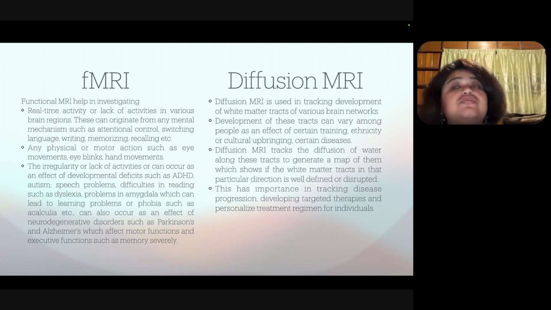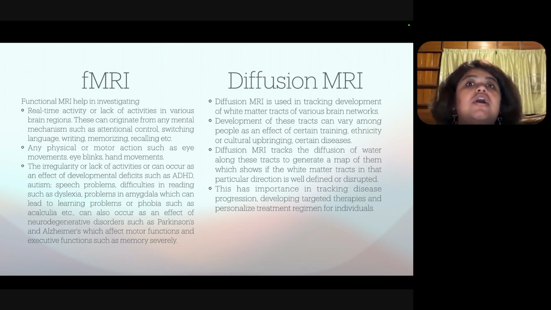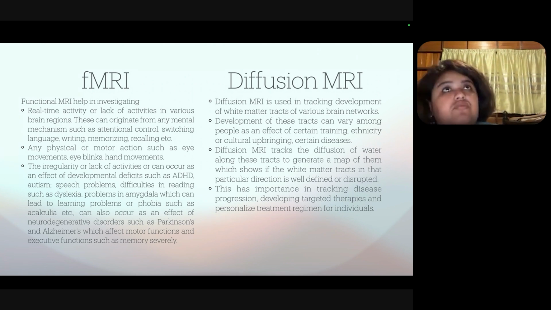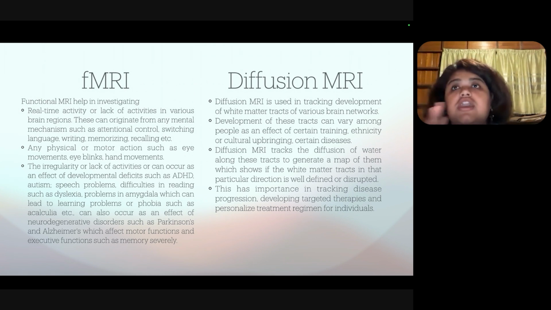And then we have diffusion MRI. So, diffusion MRI is actually dedicated to white matter tract development. Why is white matter tract important? So, white matter tract is associated with plasticity of the brain. What is plasticity of the brain? Whenever you learn something, you are learning because of your experiences. You are experiencing something, and from that experience, you are learning, right?